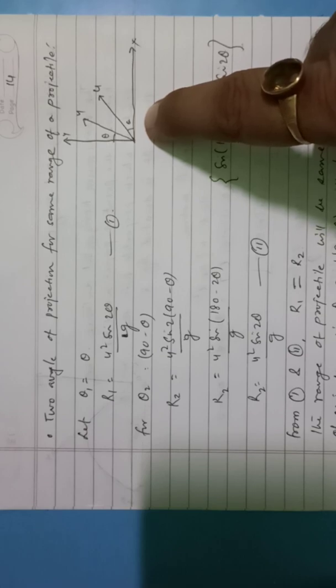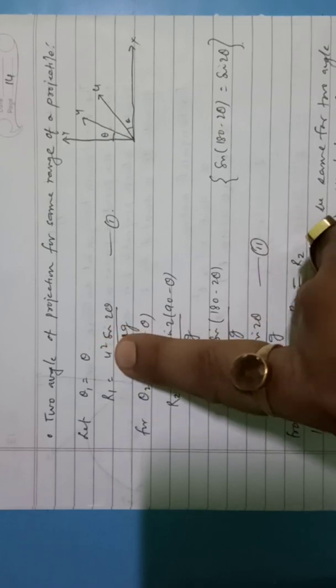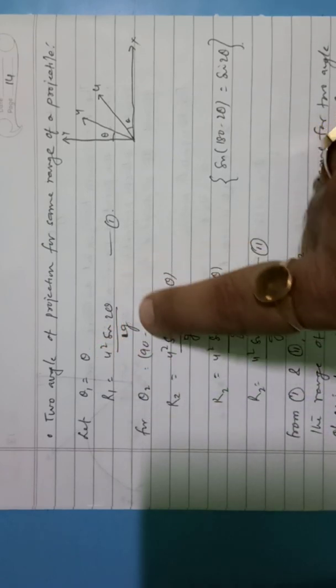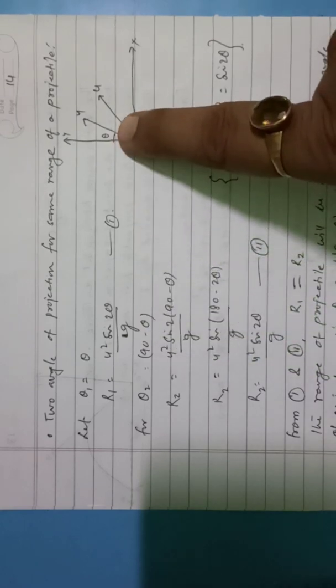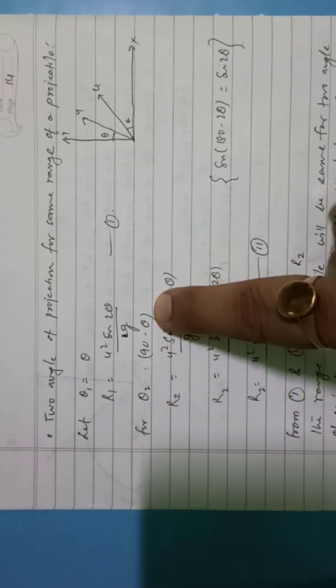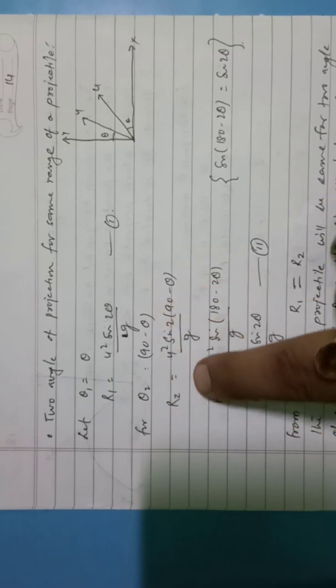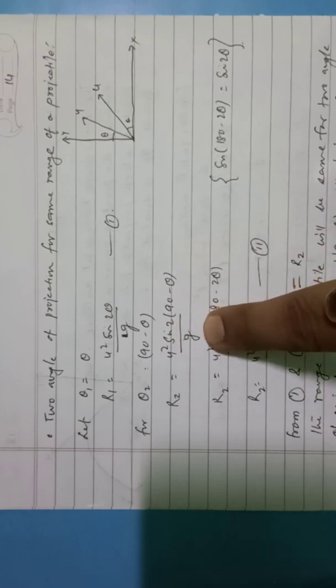90 minus theta is equal to theta. For the first angle of projection, theta 1 is equal to theta. Therefore, R1 is equal to u square sine 2 theta by g. Equation number 1. For the second angle of projection, theta 2 is equal to 90 minus theta. Therefore, R2 is equal to u square sine 2 (90 minus theta) by g.